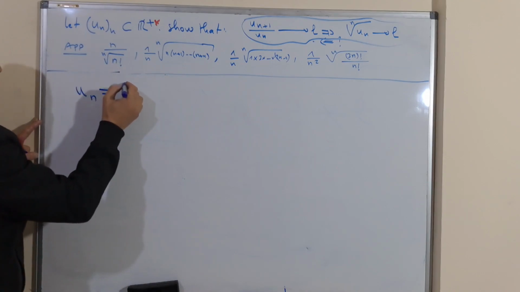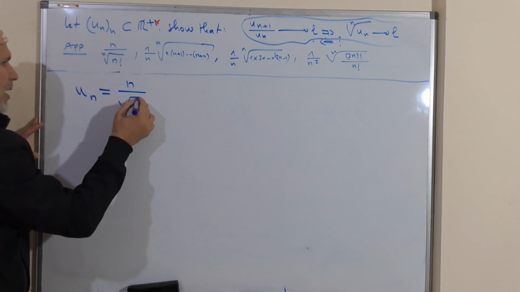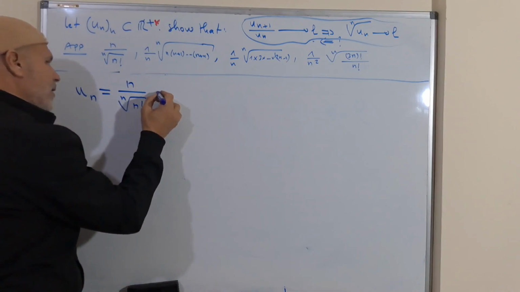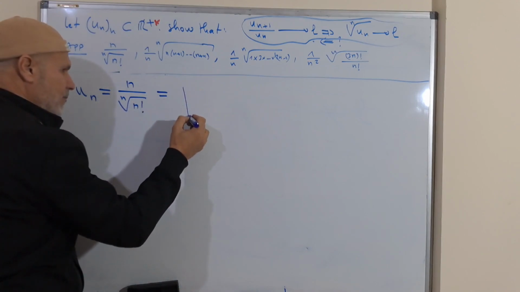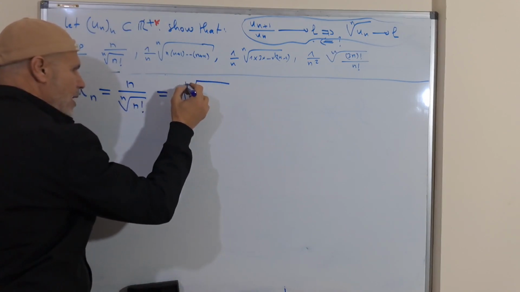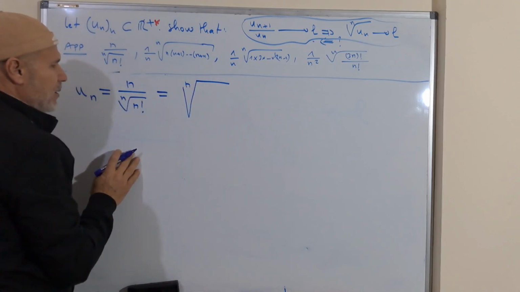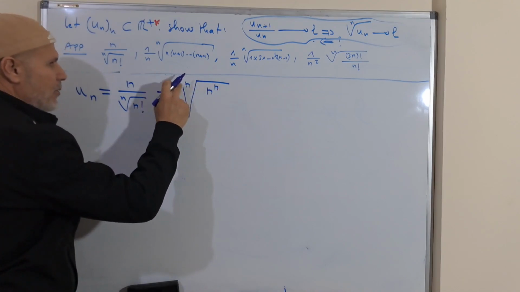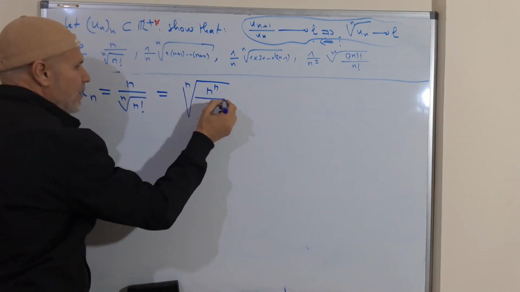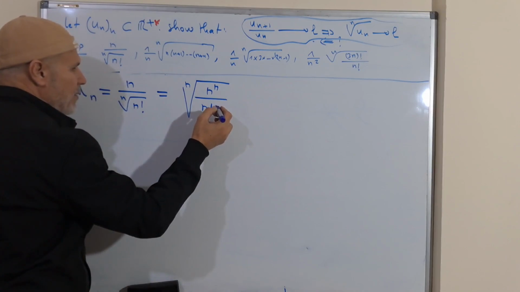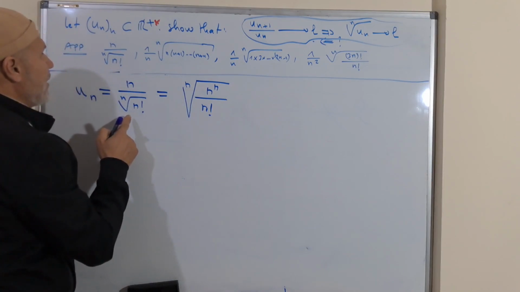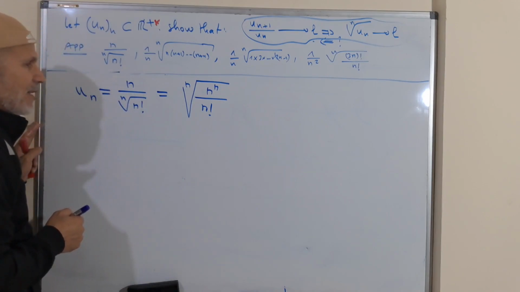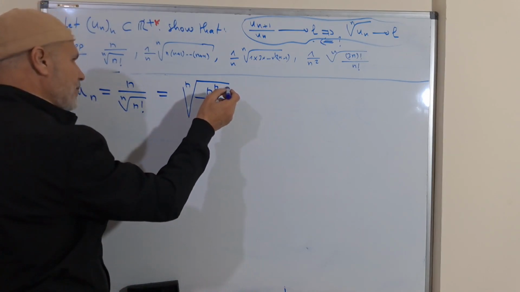The limit of n divided by the nth root of n factorial. We can write it as the nth root of n to the power n divided by n factorial. Yeah, this is the exercise.